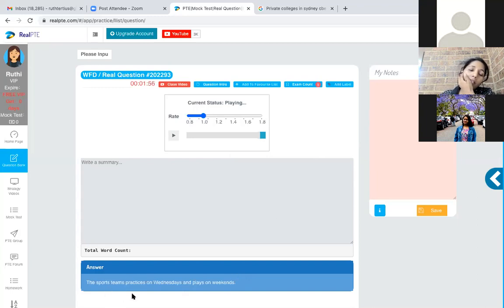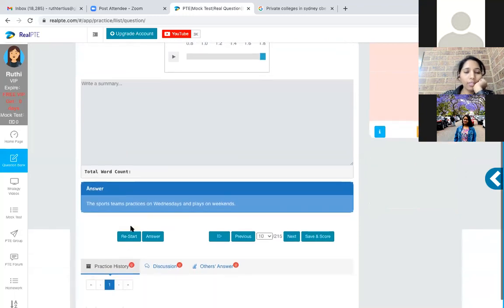So did you see that the sentence has a wrong subject verb agreement? But even though we have to write exactly what she said, the sports teams. So this is in the plural. So the verb has to be actually practice, but yeah, we have to write what we have heard, even though it is wrong.